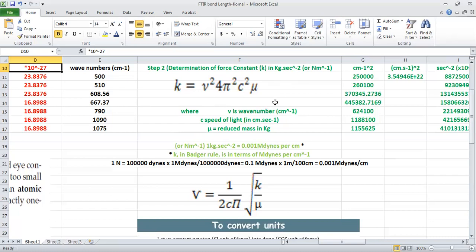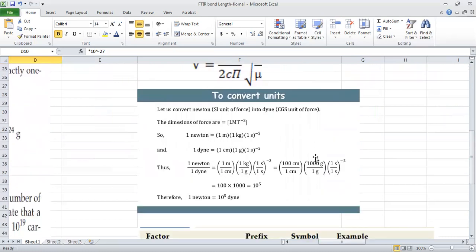Whatever the figure is over here, you have to multiply by this to convert this unit into mega dynes per centimeter, and this is required for the force constant. Briefly, I have mentioned over here, you can take it as a reference. You can stop the video and have a look at all these conversions.